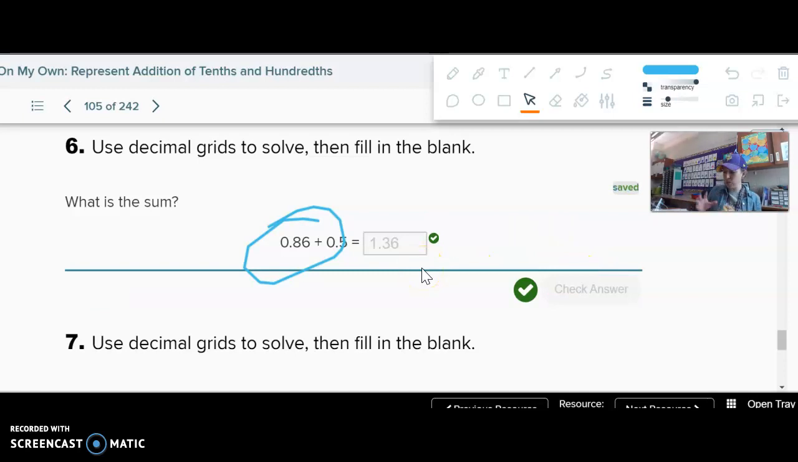Yeah, so sometimes you will need that extra box if you have enough hundredths and then tenths. Again, it'll carry over and make a whole, so then you need another one. All right, good luck. Let me know if you need help.